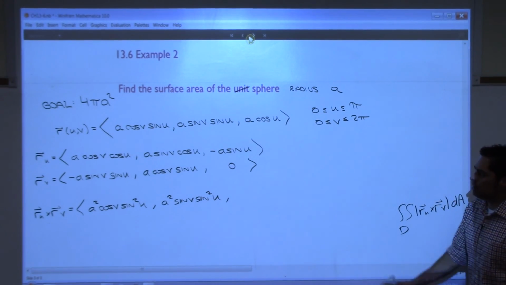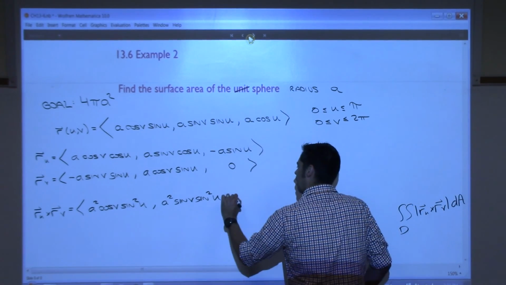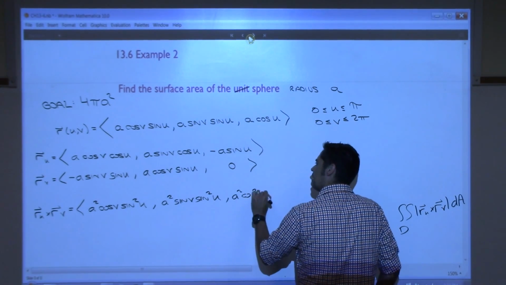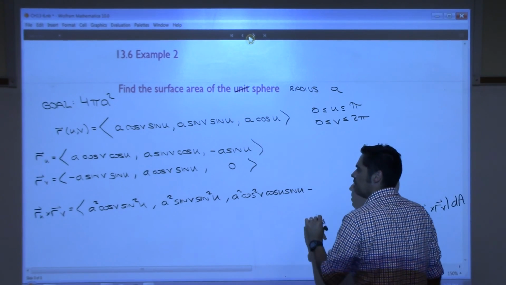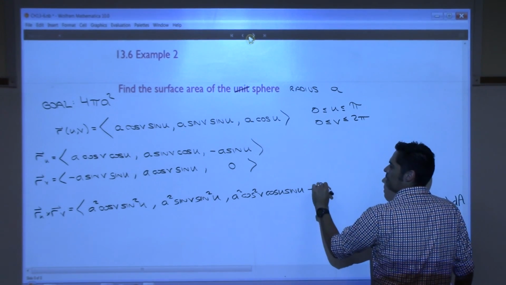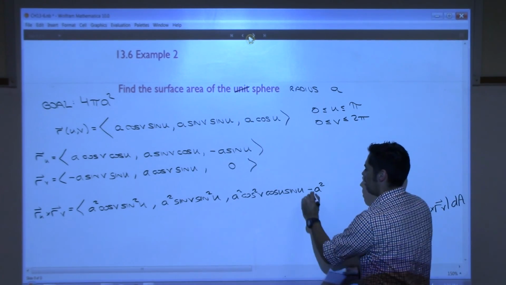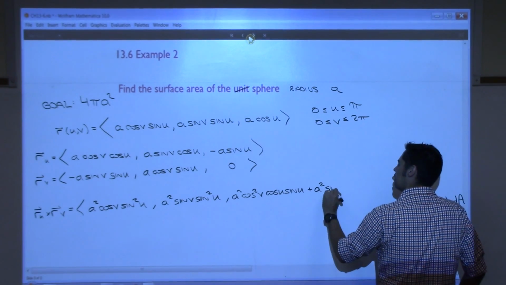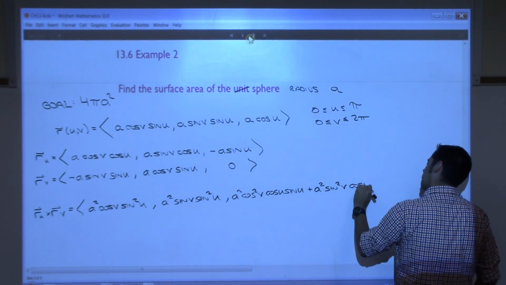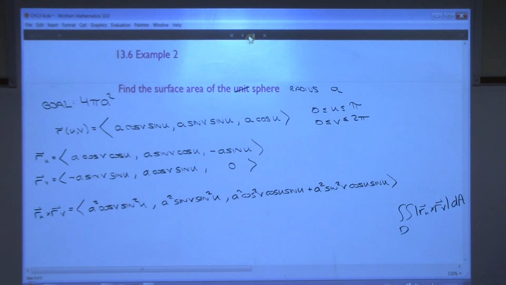And then the last one's the ugly one. A squared cosine squared v cosine u sine u plus a squared sine squared v cosine u sine u. So very similar to what we had, right? We weren't sure if it was going to be an a in there or an a squared, but it's a squared. Do you see that?